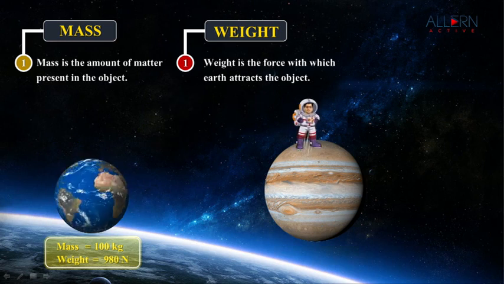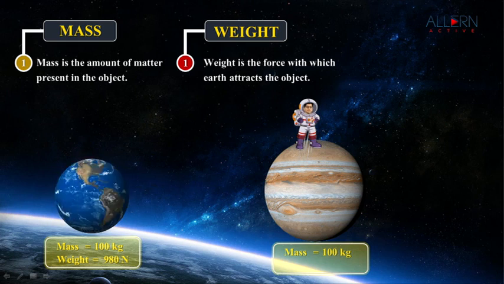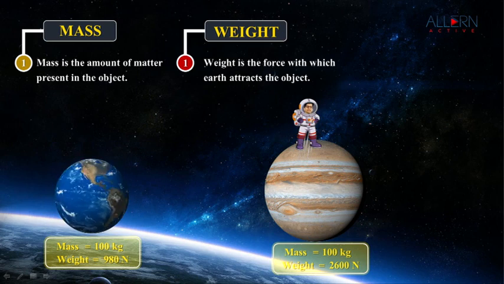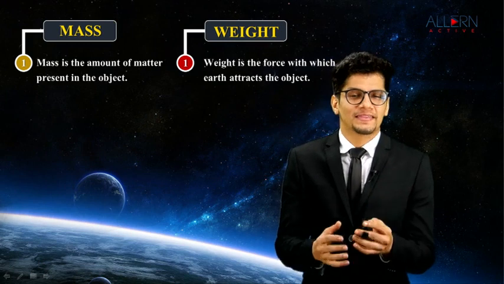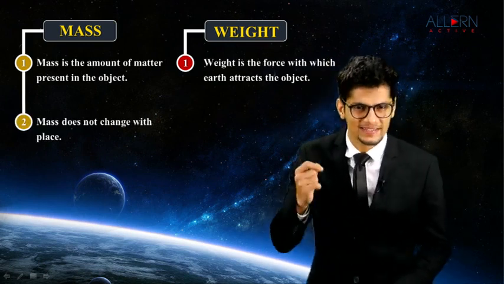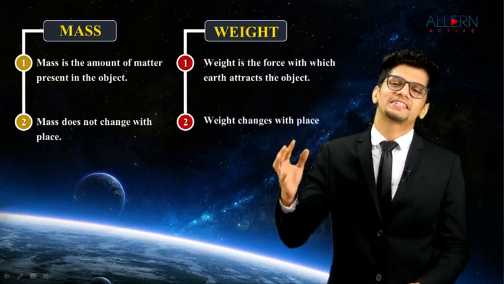Let me go to that other planet and check my mass and weight. Oh. So here you can see that my mass is showing the same, that is 100 kg. But if you look, my weight is showing as 2600 Newton. Now here, the gravitational force of this planet is different from the Earth. That means my weight would also be different. So you just saw that my mass on both the planets was the same, but weight was different. Which brings us to the second point, that is mass does not change with place, but weight changes with place.